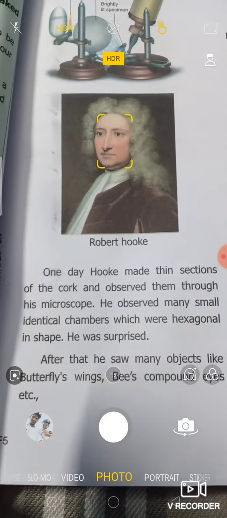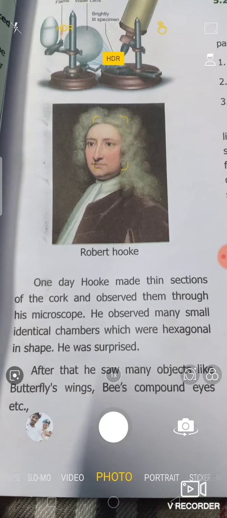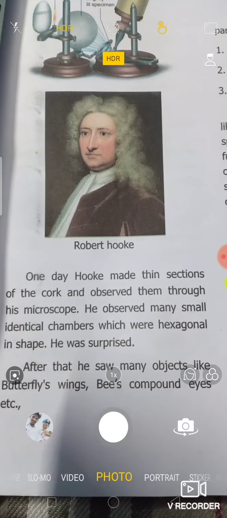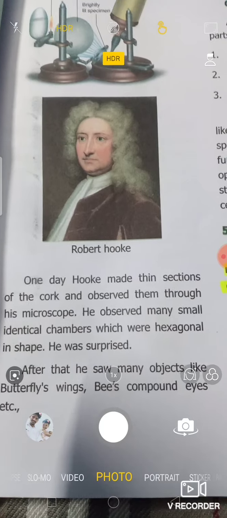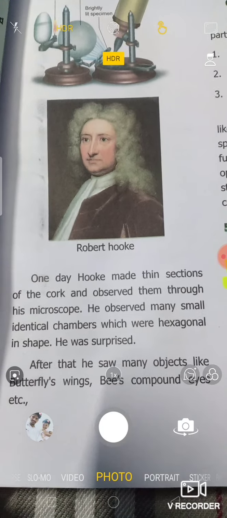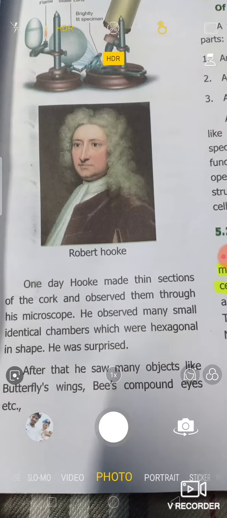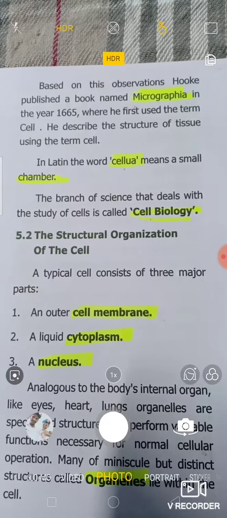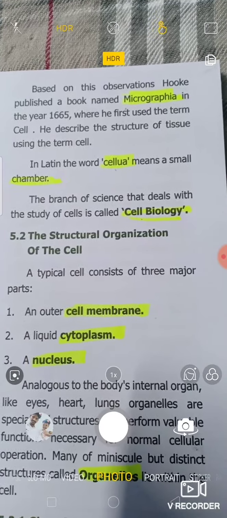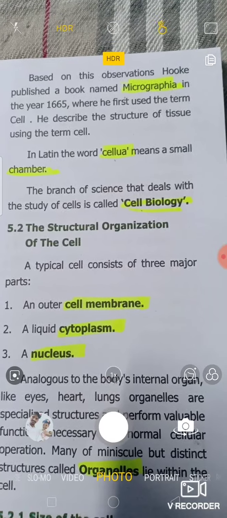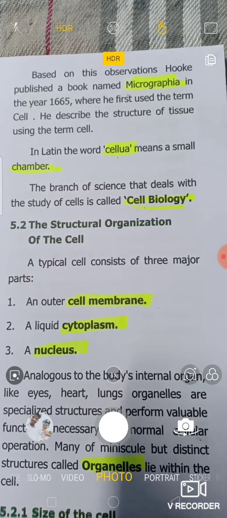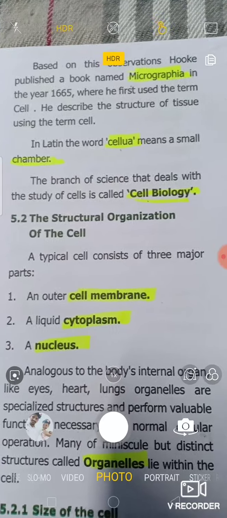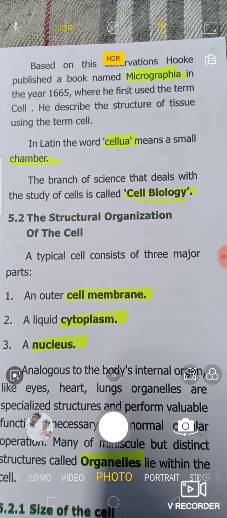One day Hooke made thin sections of dark cork and observed them through his microscope. He observed many small identical chambers which were hexagonal in shape. He was surprised. After that, he saw many objects like a butterfly's wing, a bee's compound eye, etc. Based on his observation, Hooke published a book named Micrographia in the year 1665, where he first used the term cell. He described the structure of tissue using the term cell. In Latin, the word cellula means a small chamber.